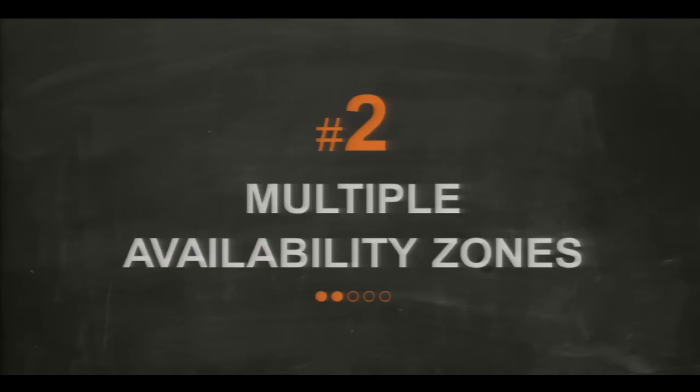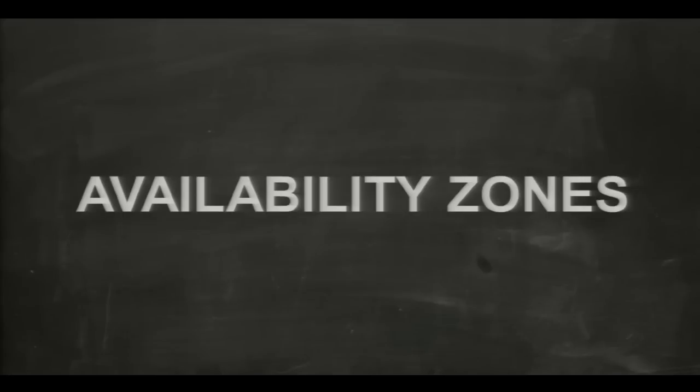In fact, if you walk away with one takeaway from this talk, let it be this one: using multiple availability zones correctly. So what is an availability zone? Availability zones are distinct locations that are engineered to be fault-tolerant or insulated from failure in any other availability zone. Meaning, if anything goes wrong in one availability zone, it will not impact the system in another.